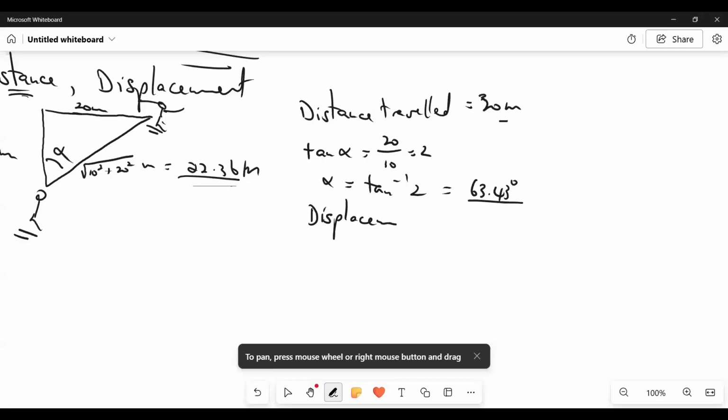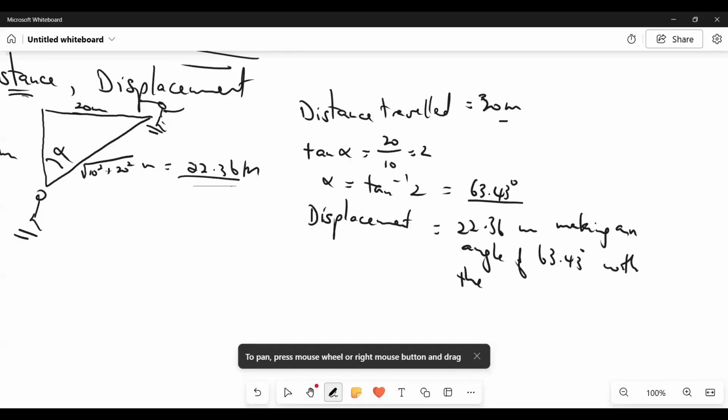Displacement equals 22.36 meters, making an angle of 63.43 degrees with the north axis, right? A little bit of mathematics, you can even write this as a bearing, right?